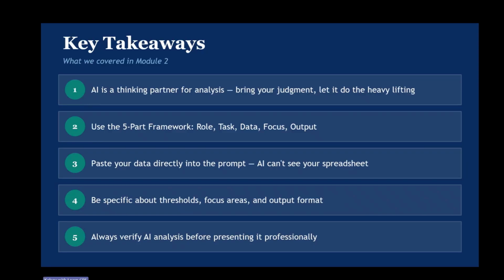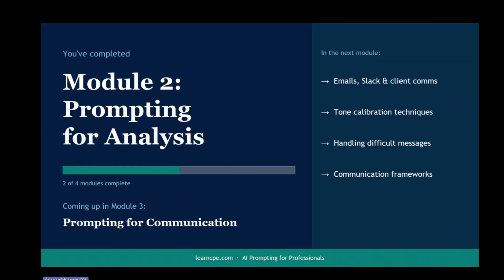So here's what we've covered in Module 2. AI is an excellent analytical thinking partner when you use it correctly. We have our 5-part framework: role, task, data, focus, and output. And it gives you a repeatable structure for any analysis prompt. Remember to always paste your data directly into the prompt. Be specific about what you're looking for and always verify before you present. The AI does the heavy lifting, but you bring the context and the judgment. That's what you're paid for.